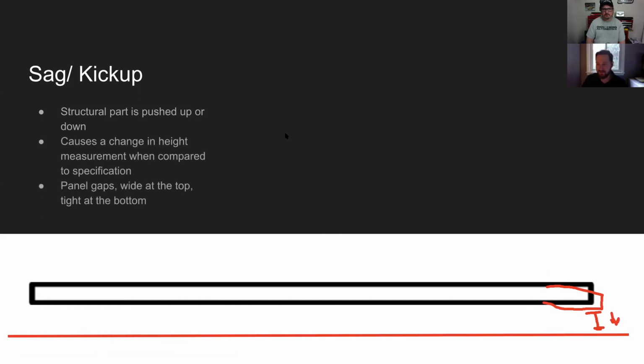What you're going to see upon visual inspection is the panel gaps are going to be tight at the bottom and wide at the top. Or it could be vice versa if you're looking at a kick up type of situation where the rail actually gets pushed up. Now you're going to have tight gaps at the top of the fenders, say you're looking at a fender to door gap, tight gaps at the top, real wide gaps at the bottom. So that's your sag kick up condition.